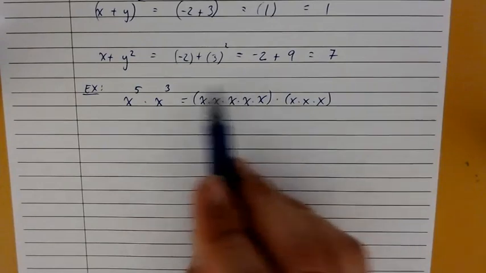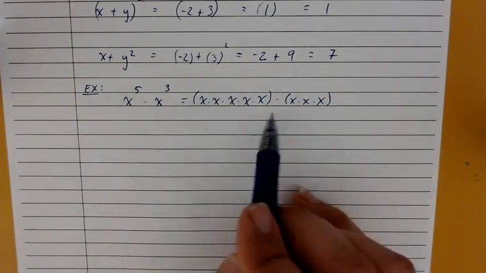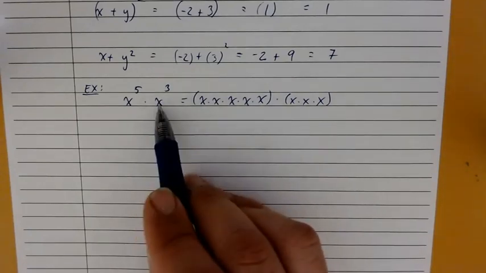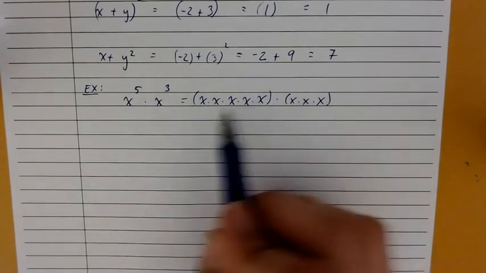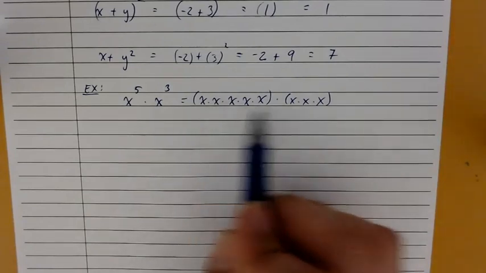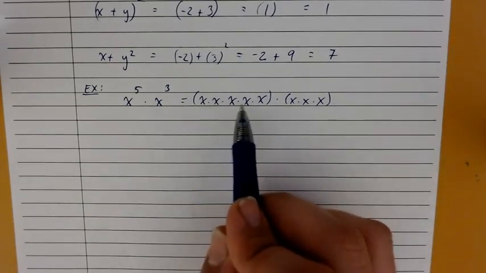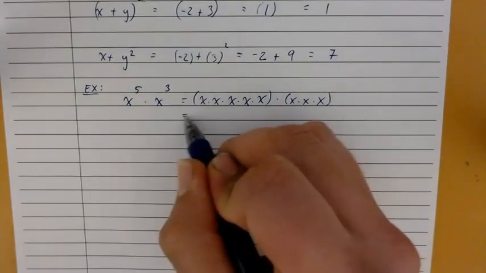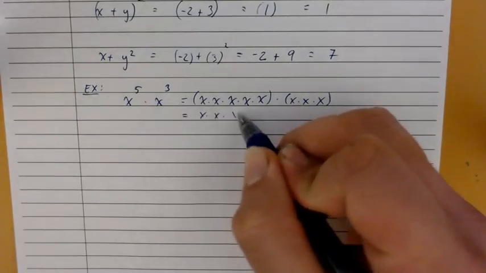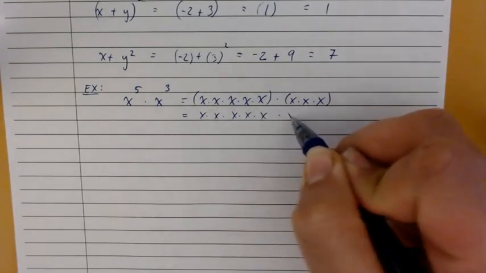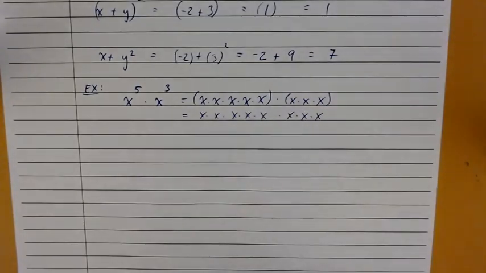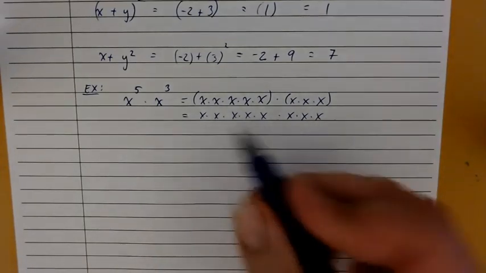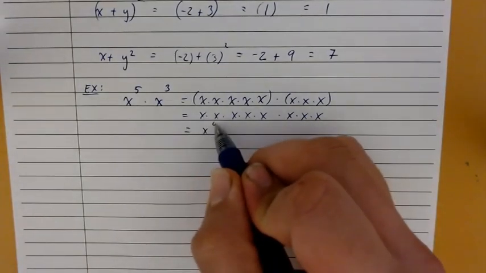Okay, but this x to the 5th is being multiplied by this x to the 3rd. Well, this is all just one big multiplication then, because here, the parentheses don't matter. You have 5 multiplications, and then another 3. That'll give us a total of 8 multiplications. X times x times x times x times x times x times x times x. After all, it's just 8 x's multiplied together. 5 of these and 3 more of these. That'll give us x to the power of 8.